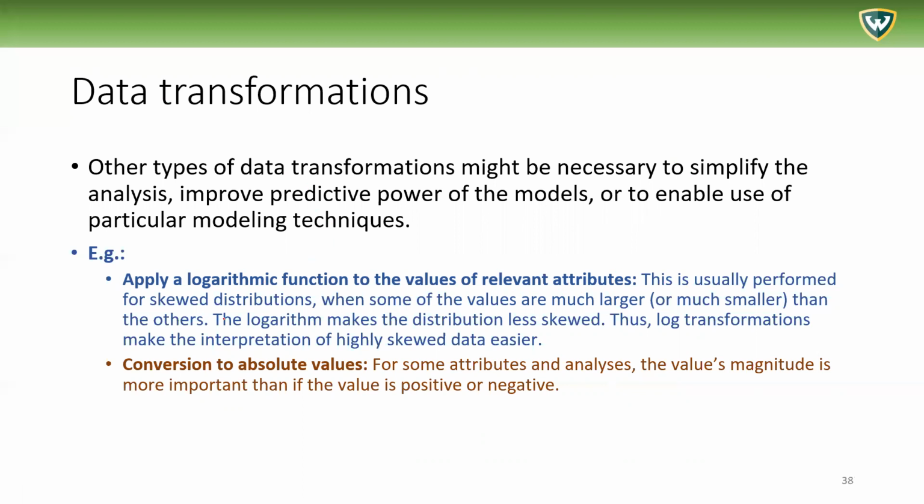This is usually performed for skewed distributions, when some of the values are much larger or much smaller than the others for the variables you're comparing. The logarithm makes the distribution less skewed, so log transformations can give us a better interpretation of highly skewed data. Another thing we can do is convert to absolute values, which is pretty straightforward. If you're only interested in the value's magnitude, so it doesn't matter if it's negative or positive, and you just want to see the difference from some center point, then you can just take the absolute value of all the numbers. That can be useful too.